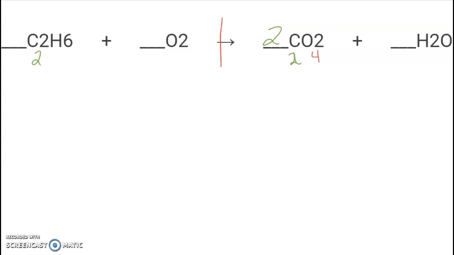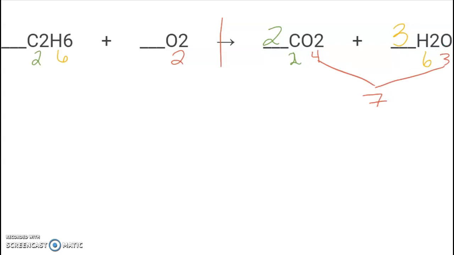Hydrogen, I have 6 and I have 2. I want those to be equal. So I need to multiply that by a 3. If I multiply that by 3, now I have 6 hydrogen. So my yellows are equal, my greens are equal. But now we look at the oxygens. Here I have 2 oxygen on my reactants. I've got 4 plus 3, so I have a total of 7.